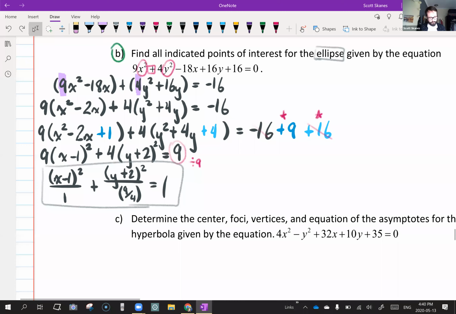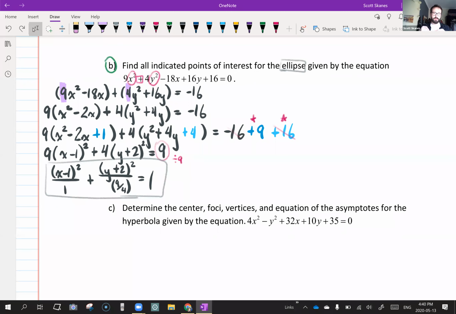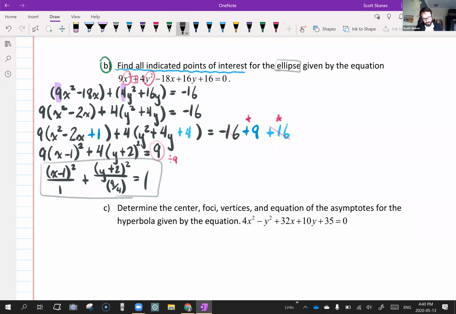Okay, so that's how we do these questions. That's how we force our general form into standard form. Now, there's a little bit of a problem. It asks me to find all indicated points of interest. Do you know what that means? It means it wants the center. It means it wants the vertices. It means it wants the co-vertices. It means it wants the foci. And it wants the eccentricity.